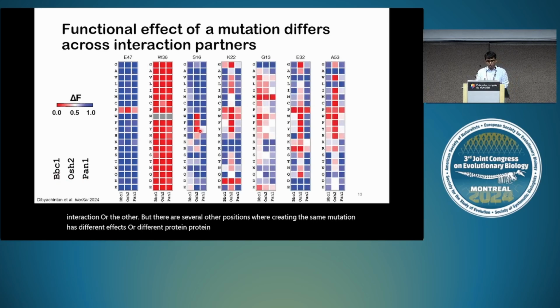So for instance, if you see over here, a lot of these aromatic amino acid mutations kill the interaction with the OS2 protein, but for the other two, the interaction is maintained. And you see various different patterns overall. So we see that the functional effect can change based on which interaction we are trying to study. This means that for any further analysis we do, we have to take this into account.